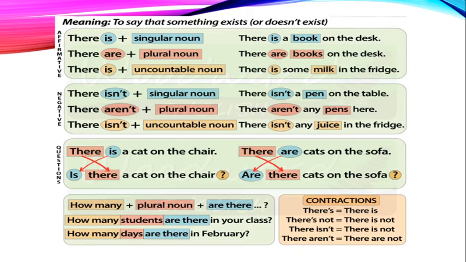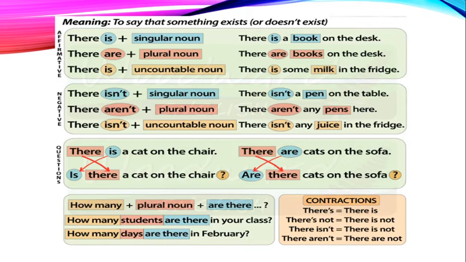Okay? Then, in the negative, we say there isn't with a singular noun. There isn't a pen on the table. It is just one, okay? There aren't for plural. Plural, remember, two or more. There aren't any pins here. There isn't, we use it for uncountable nouns.